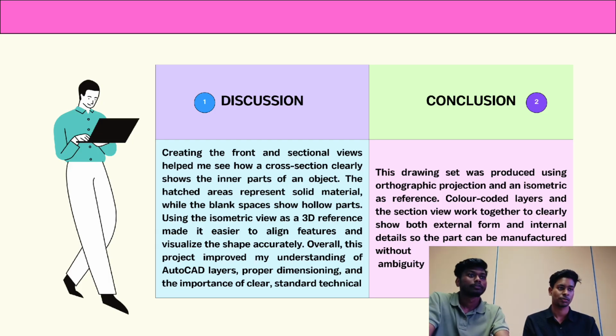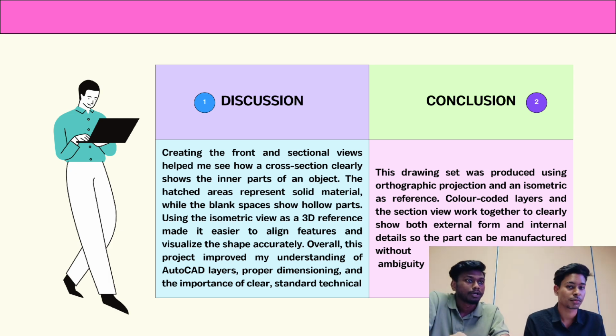Discussion and conclusion. Discussion. Creating the front and sectional views helped me see how a cross section clearly shows the inner parts of an object. The hatch areas represent solid material, while the blank spaces show hollow parts. Using the isometric view as a 3D reference made it easier to align features and visualize the shape accurately. Overall, this project improved my understanding of AutoCAD layers, proper dimensioning, and the importance of clear standard technical drawing.